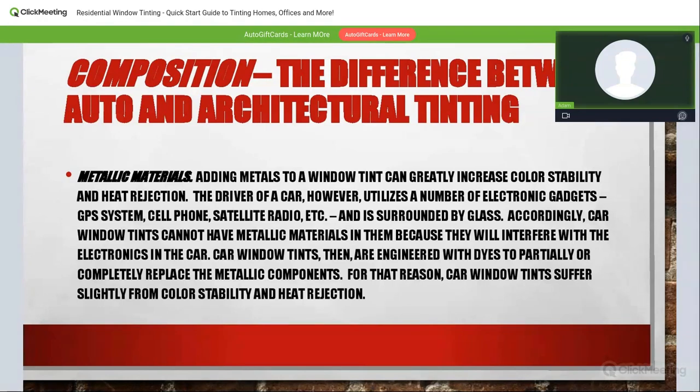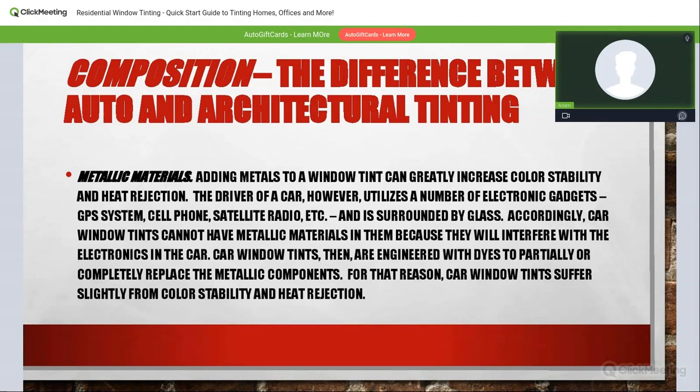So a little bit of the composition: the difference between auto and architectural residential tinting is the metallic materials. Adding metals to a window tint can greatly increase the color stability and heat rejection. The driver of a car utilizes a number of electronic gadgets, GPS systems, cell phones, satellite radio, etc., and is surrounded by glass. Accordingly, car window tints cannot have metallic materials because they will interfere with the electronics in the car. Now, depending on what kind of film you use, there are some older films that have metal base in it. A lot of the new ceramics and carbons don't have any kind of metal in it because, specifically with Tesla, specifically with any EV cars, if you have a car that's heavy with metals on the windows, it can affect the gadgets in the car.